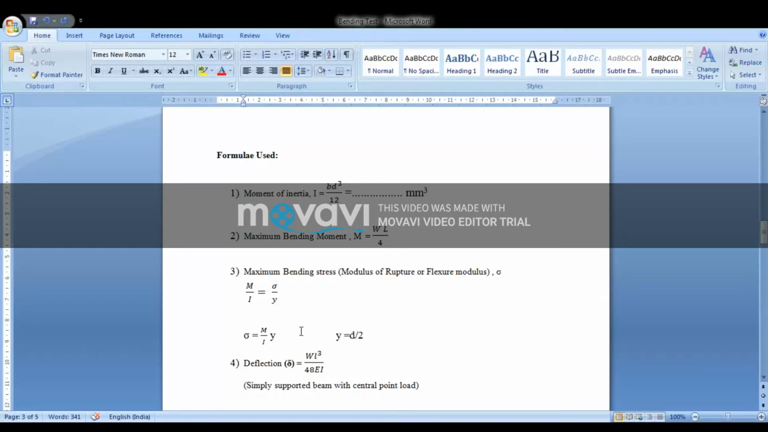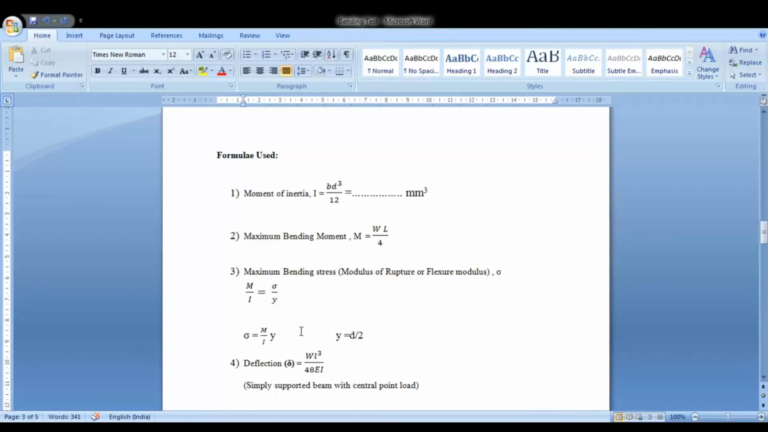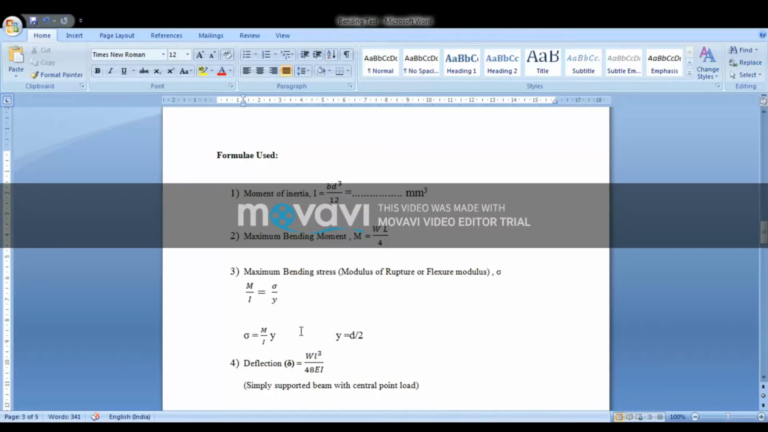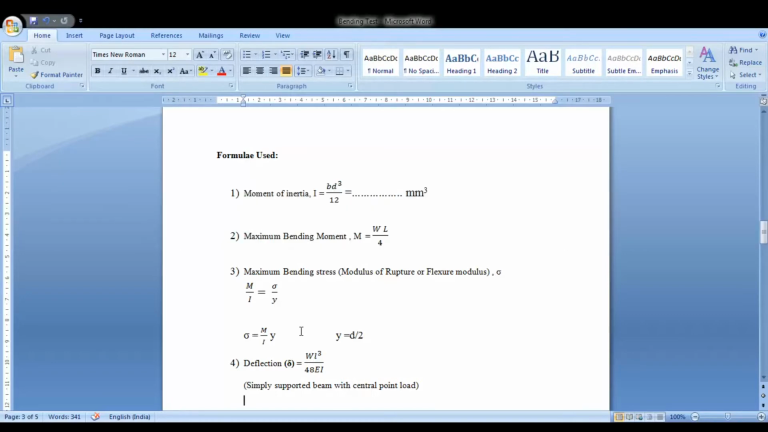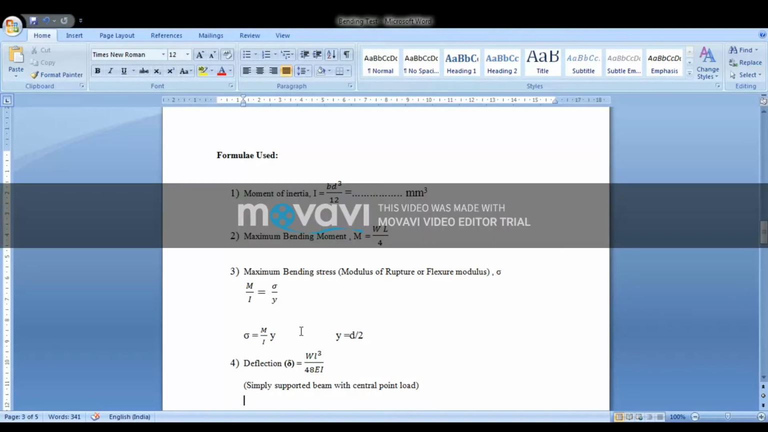Then the third is the maximum bending stress, or the modulus of rupture or flexural modulus, which is identified by the bending equation M by I equals sigma by y. In this, sigma equals M by I into y, and y is the distance between the neutral axis and the outermost fiber. For a rectangular cross section, we use D by 2, that is depth by 2, and M is the bending moment, I is the moment of inertia, and sigma is the bending stress.